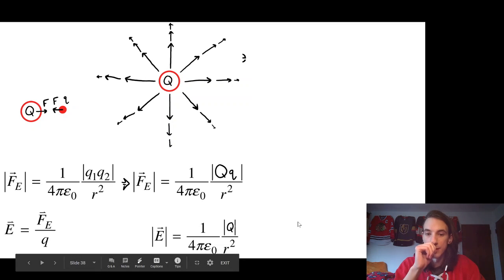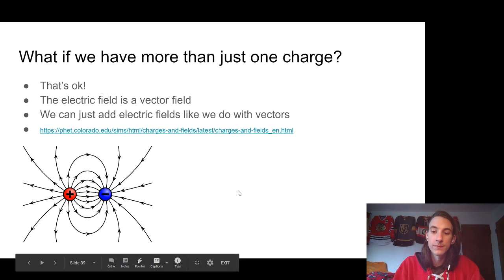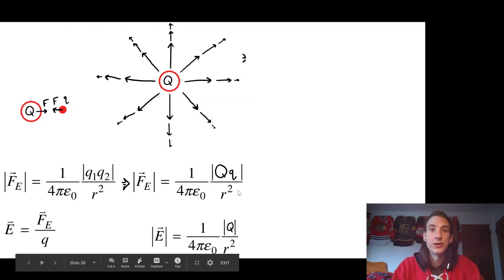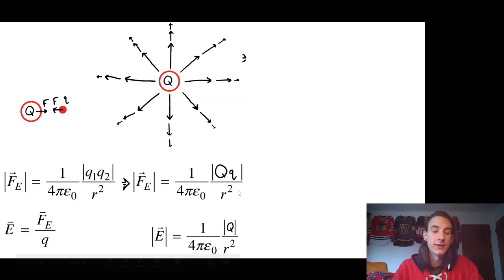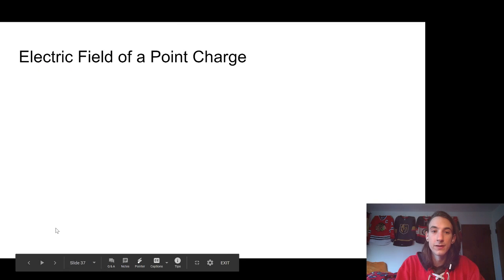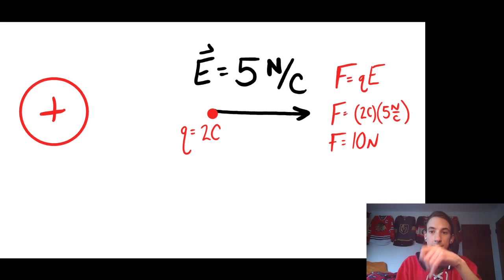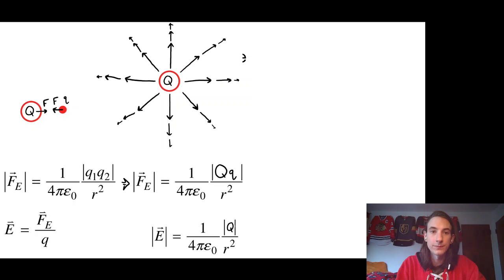So if we look at the equation that comes out of that, we get 1 over 4 pi epsilon naught times this source charge, uppercase Q, divided by r squared. And we've defined this quantity based solely on the source charge and not the test charge. So we've divided out the test charge. And if we multiply both sides by the test charge lowercase q, we get E times lowercase q is equal to the force, which is the equation that we talked about on these slides.